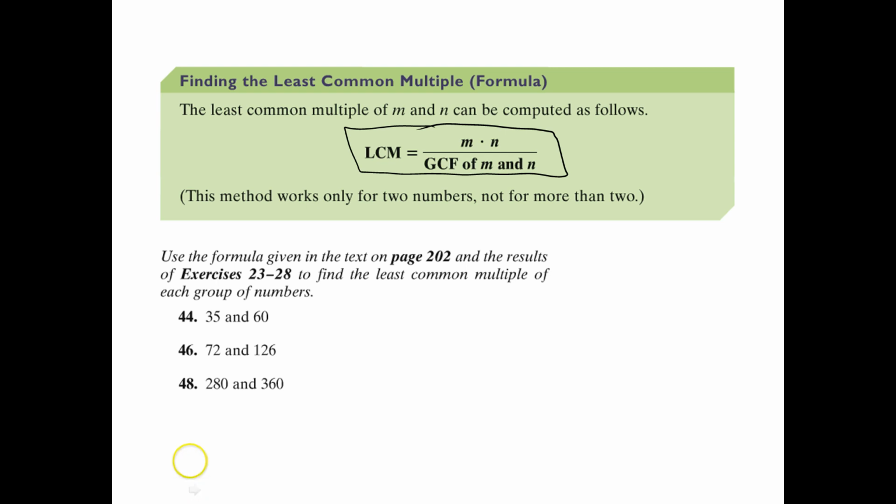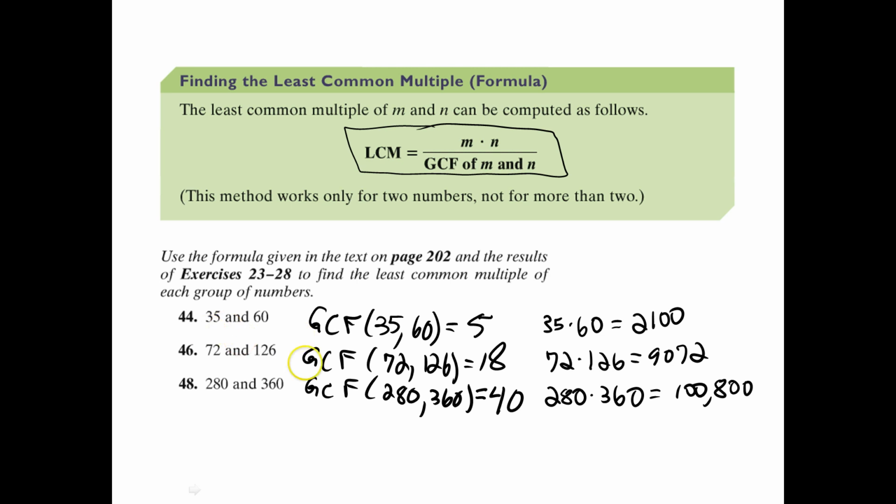So let's say we've already found the GCF of these numbers, and we've already found the product of these numbers. So then we can quickly get the LCM by dividing. So between 35 and 60, what we need to do is take this 2100, which is the product, and divide it by 5. What we get there would be 420. That'll be the LCM between those two numbers.